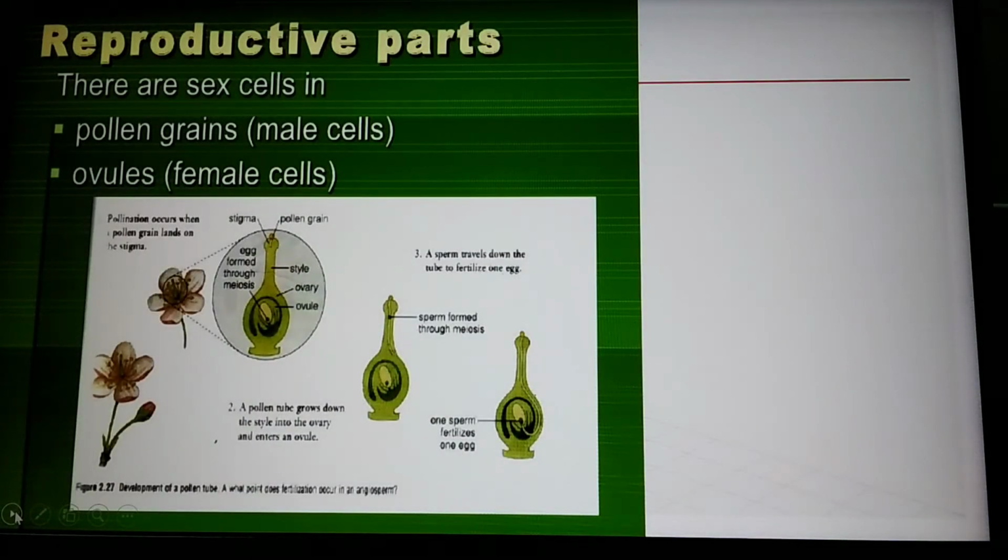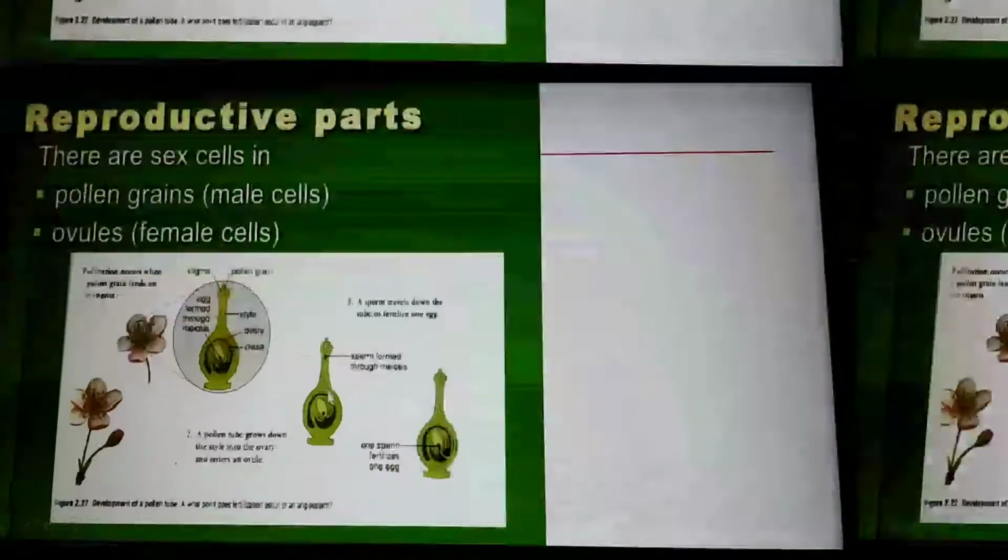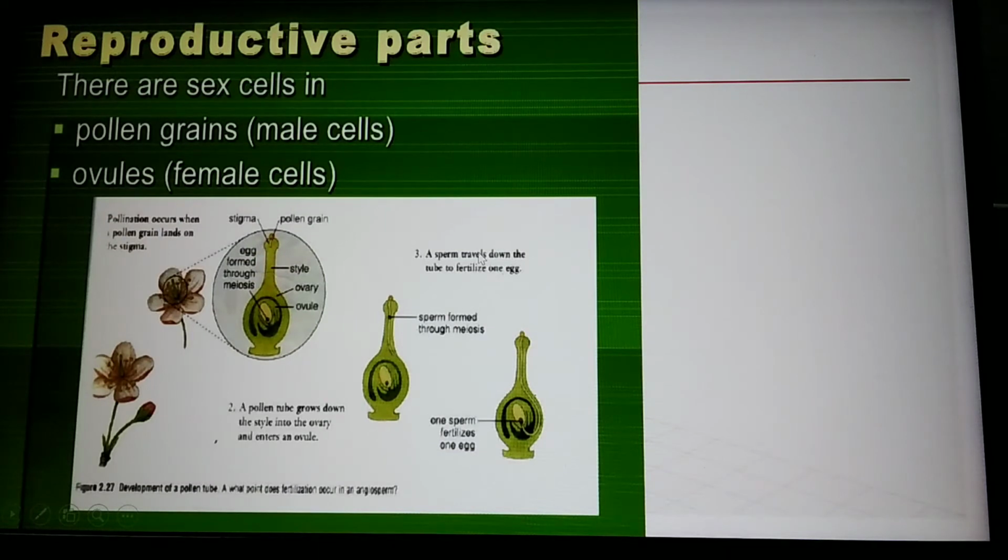How does it take place? After pollination, the pollen grain lands on the stigma and grows into a tube-like structure known as the pollen tube. It takes the sperms to the egg of the ovule. Then here it fertilizes the egg and forms the embryo. The pollen tube grows down the style into the ovary and enters the ovule.